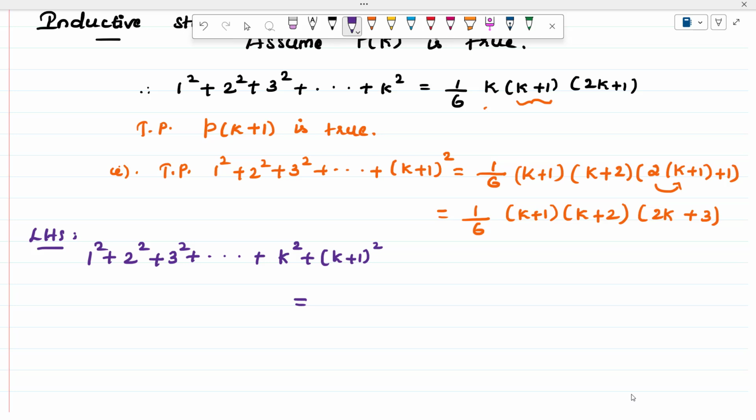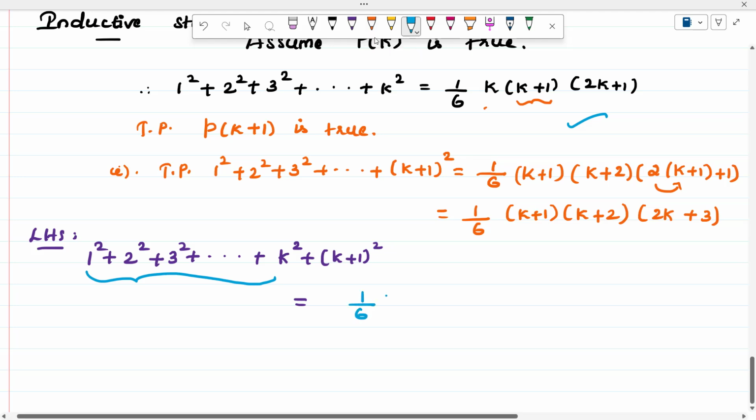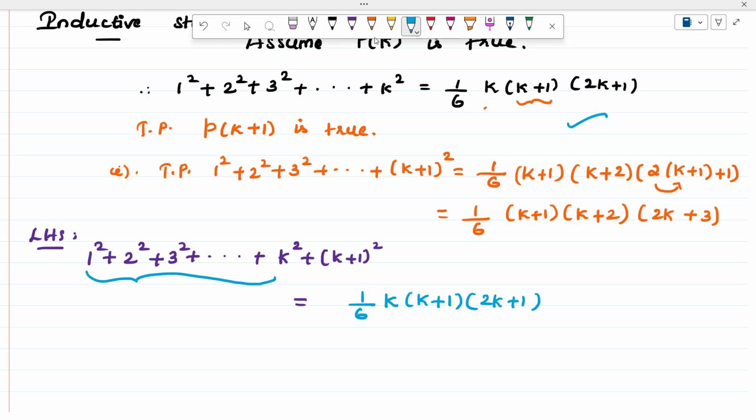So 1 square plus 2 square plus 3 square plus etc. up to this k square, the value is 1 by 6 into k plus 1 into 2k plus 1. So we are just replacing that value with 1 by 6 into k plus 1 into 2k plus 1. The remaining term is k plus 1 the whole square.